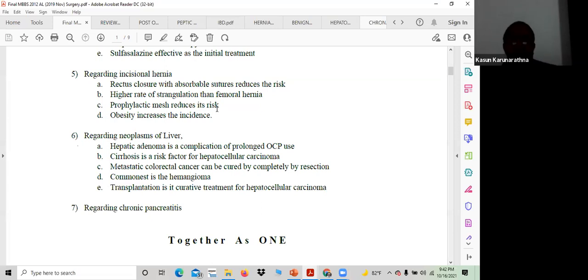Obesity increases the incidence. Yes, obesity will lead to stretched fascias. It will lead to difficult exposure, and performing surgery will be difficult in an obese patient, right? Tissue handling, suturing, everything will be difficult. So the risk of incisional hernia is higher in obese patients. Right.